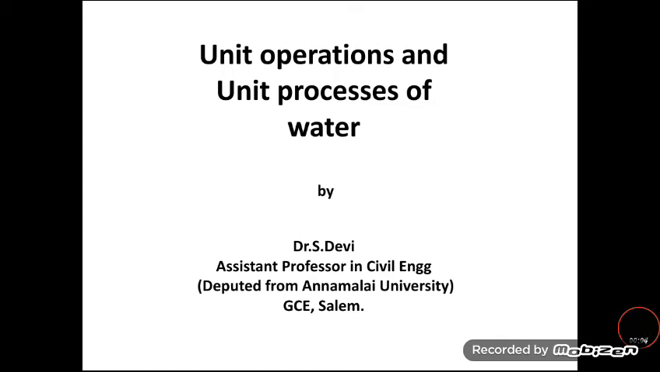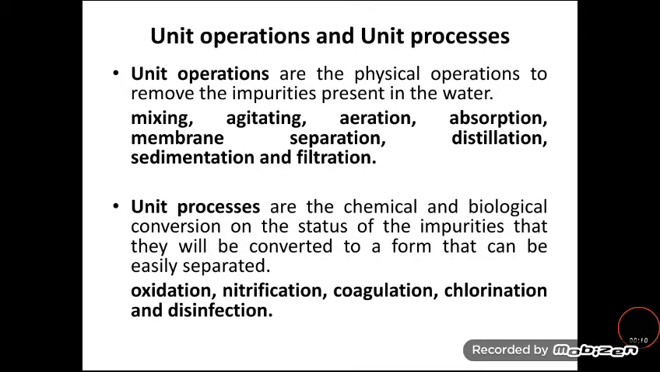Now we are going to discuss the unit operations and unit processes involved in the treatment of water. Unit operations are different from unit processes, because unit operations are the physical operations used to remove the impurities present in the water. But unit processes are the chemical and biological operations used to convert the impurities from one form to another form that can be easily removed. These are the examples for the unit operations and unit processes in the treatment of the water.